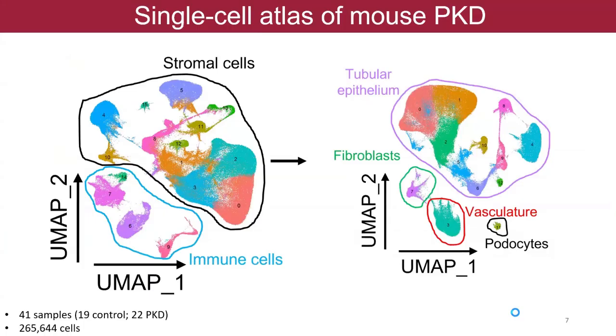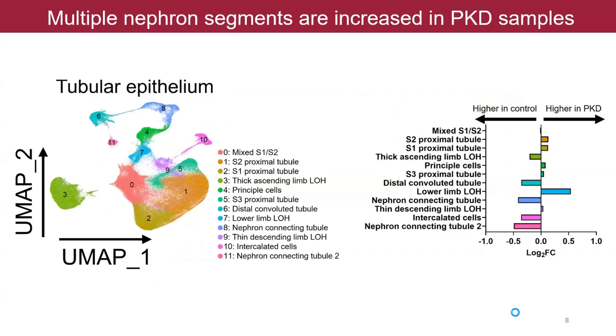So when we combined all of these models together, we end up with 41 samples. We have 19 control and 22 PKD, and we had a total of 265,000 cells. All of these cells represent both the stromal compartment as well as the immune cell compartment. Now, in this project, we're specifically interested in the stromal cells, in particular, the tubular epithelium. So when we subcluster our tubular epithelium, we get 12 different clusters, and these represent all of the different segments of the nephron.